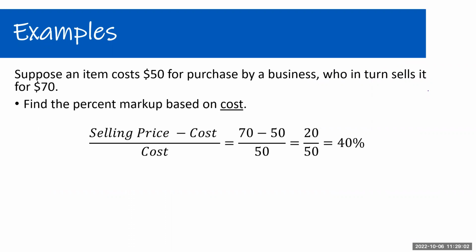If we're going to do it based on cost, we need to look at that difference between the $50 and $70, and then we need to divide it by the amount of cost because that's our reference. So you're going to get 20 divided by 50, which is going to be a 40% markup.